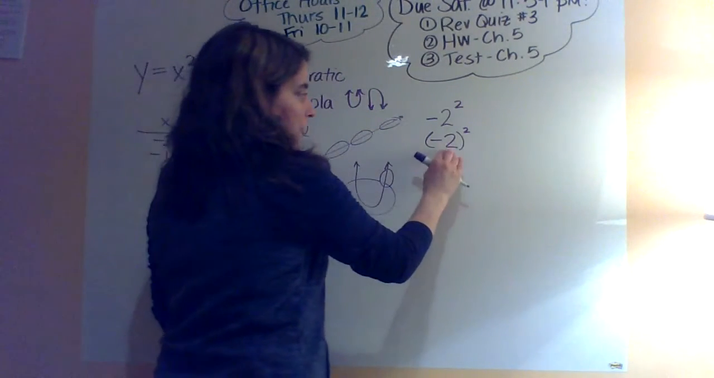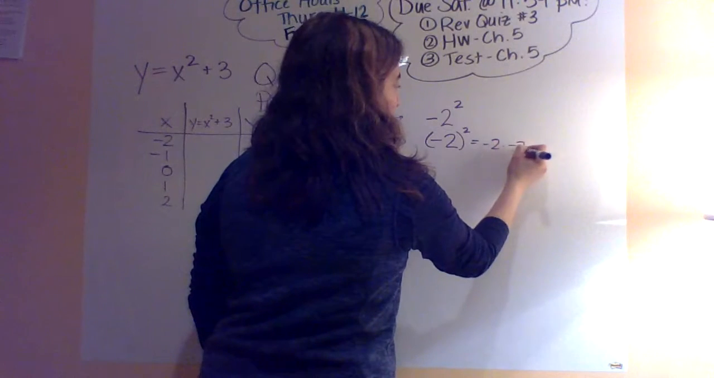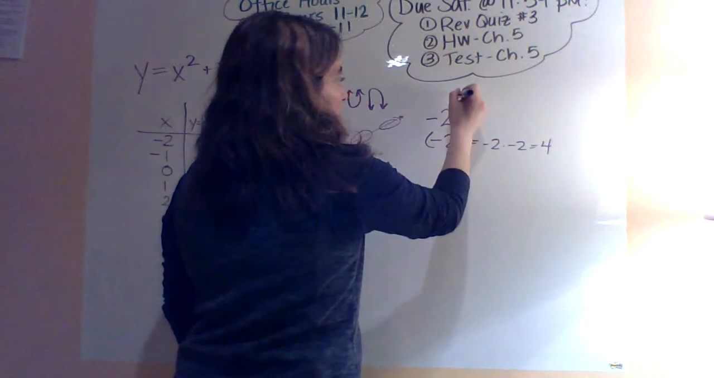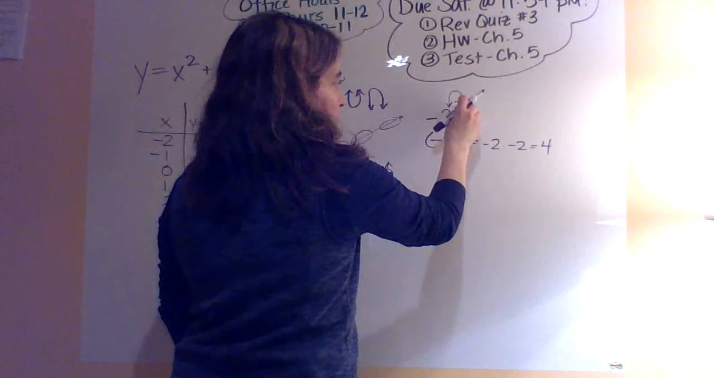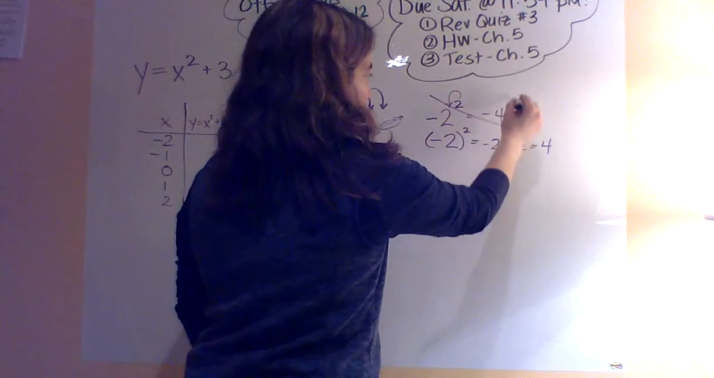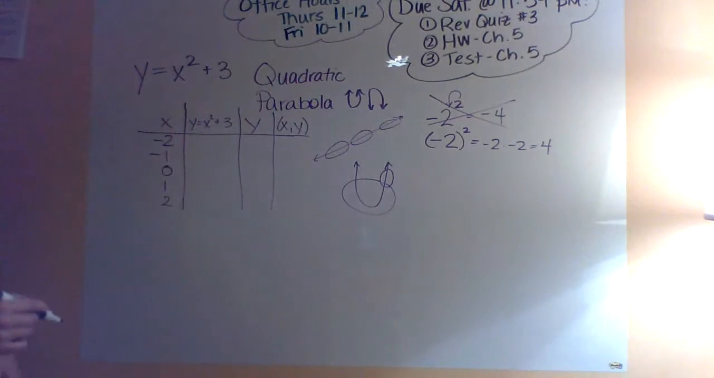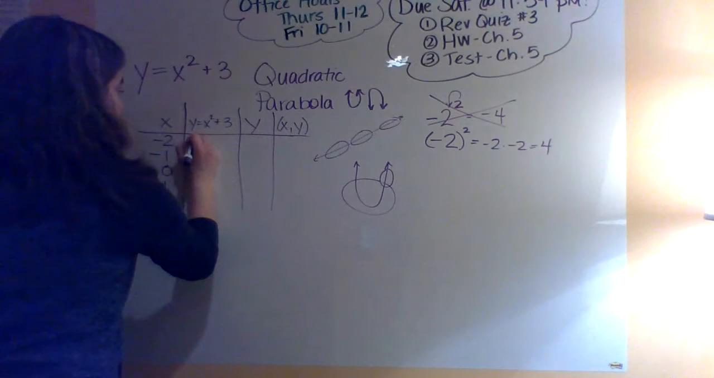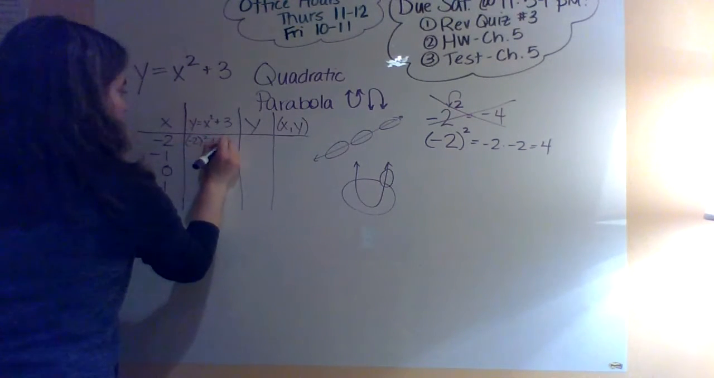We want -2 times -2, which is going to be +4. This one, it's telling it to square 2, which is 4, and then make it negative, which is not what we want. So if you are squaring a negative number, make sure that it is in parentheses. So we're going to have (-2) squared plus 3.